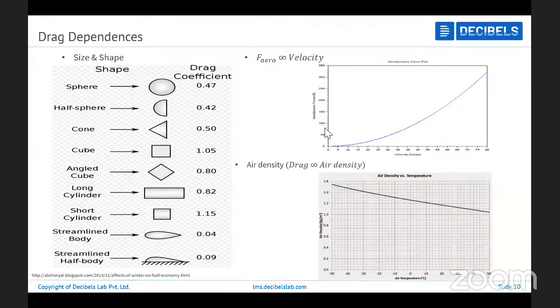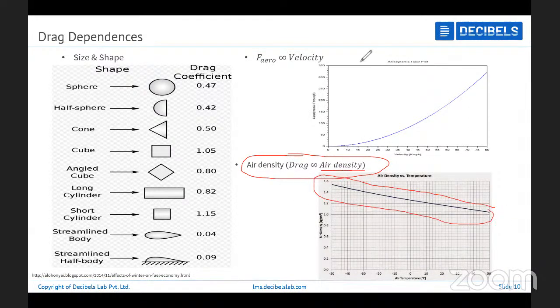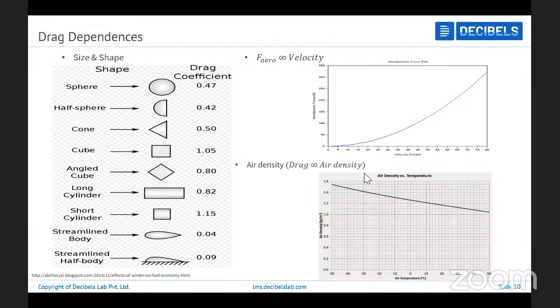And how is the air density going to influence it? In different regions of your country, there might be a difference in air density. If you are in colder regions or countries, you're going to find higher air density compared to countries which have high temperature. So that is going to influence, because they are directly proportional to each other.